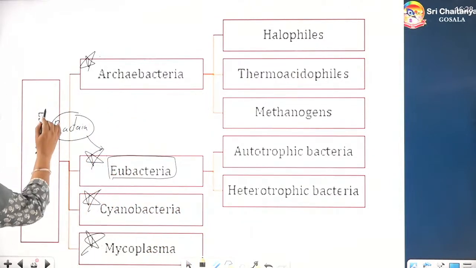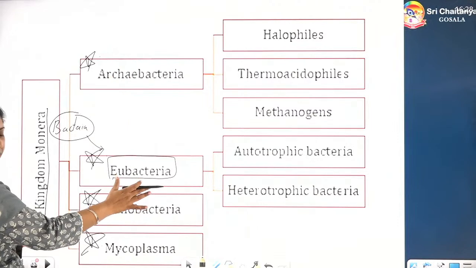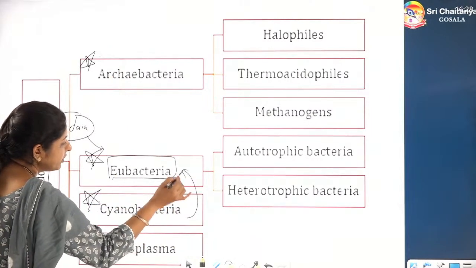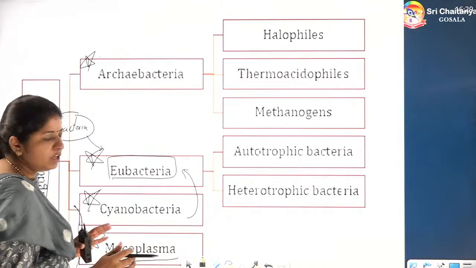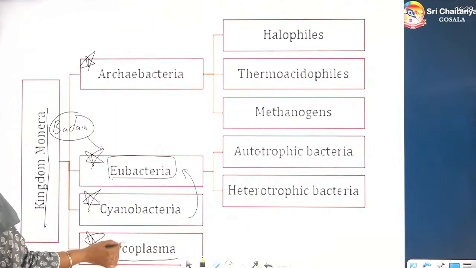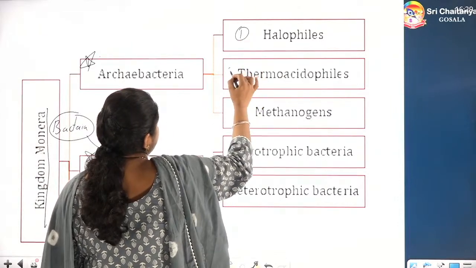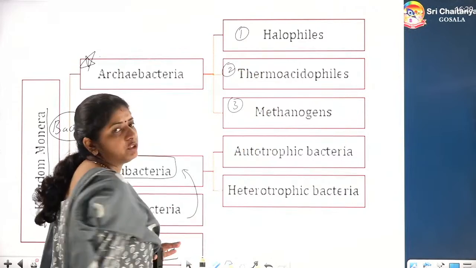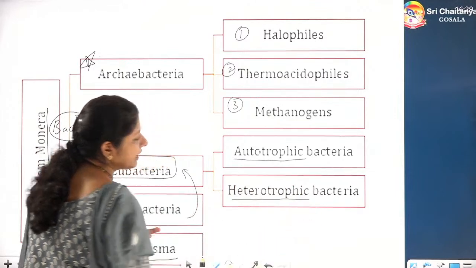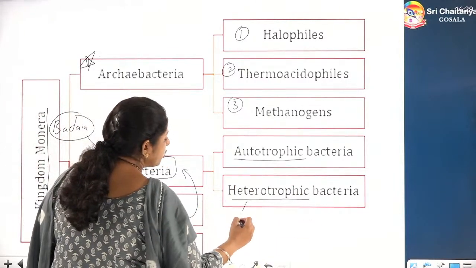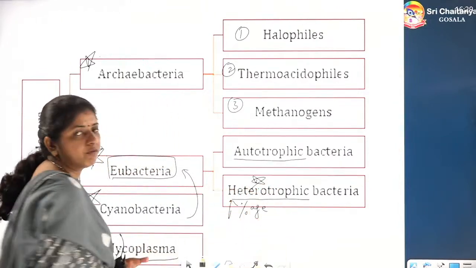So the main member of kingdom Monera is what thing? Bacteria, and groups we will discuss: archaebacteria, eubacteria. Actually, cyanobacteria is a type of eubacteria only, right? And Mycoplasma is another group, right? So we will discuss 1, 2, 3 and 4 groups under this. And further, archaebacteria will be classified into halophytes, thermoacidophils and methanogens. Then eubacteria can be autotrophic or heterotrophic. But mostly, the big percentage in eubacteria will be heterotrophic, right?